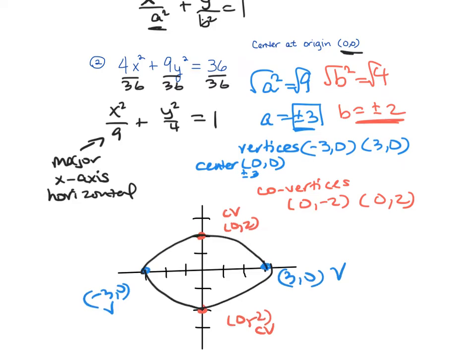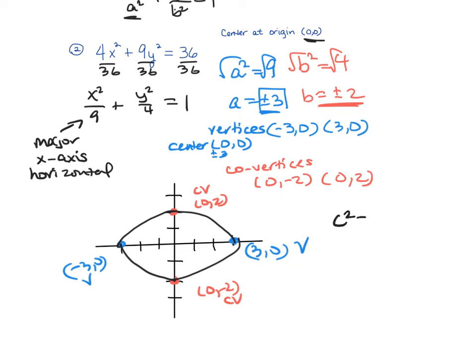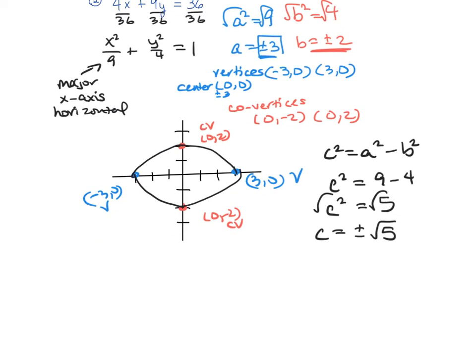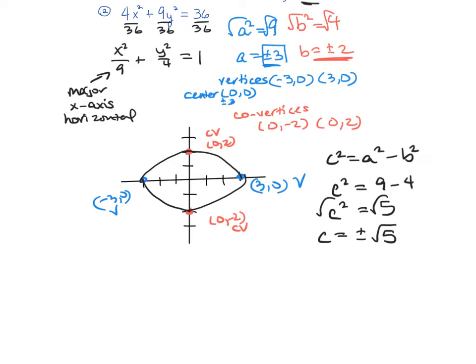I now need to calculate the focus. So we're using c squared equals a squared minus b squared. C squared equals, my a squared is 9, my b squared is 4, c squared equals 5, square root both sides, c is equal to plus and minus the square root of 5. I don't need to break it down, it's already in simplest radical form. Now again, to approximate the square root of 5, it's in between these two perfect squares, closer to the 4, so I'm going to say the square root of 5 is about 2.2.